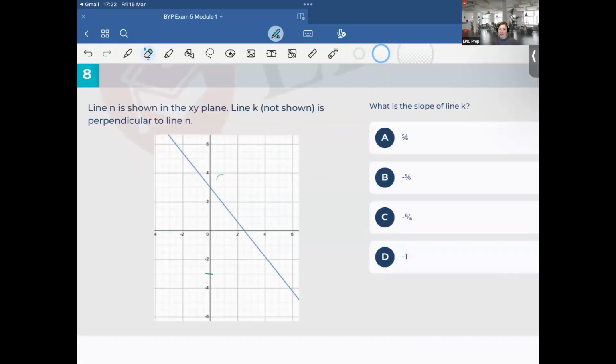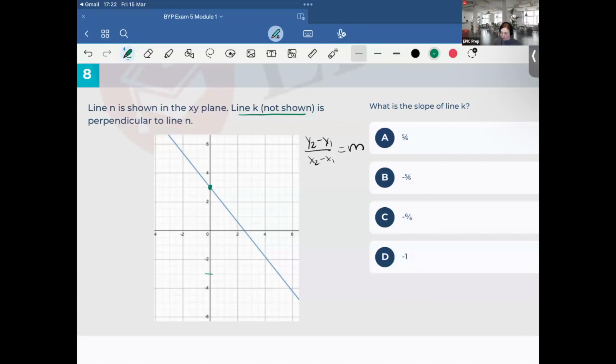Okay, so number 8. Ooh, good one. So it says the line N is shown in the xy-plane. Line K, not shown, is perpendicular to line N. Okay, so similar to the scatter plot question, I definitely want to find the slope of line K. So slope, remember, it's y coordinate 2 minus y coordinate 1 divided by x coordinate 2 minus x coordinate 1 equals m. And then I want to find 2 points of intersection that cross nicely.